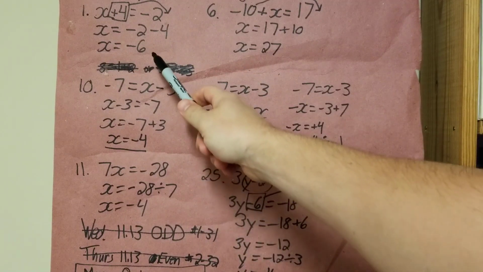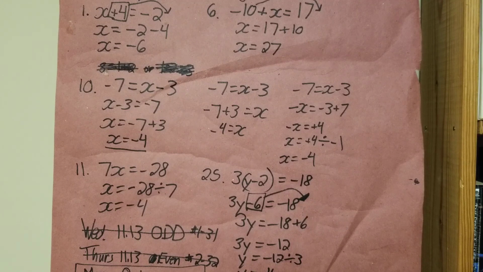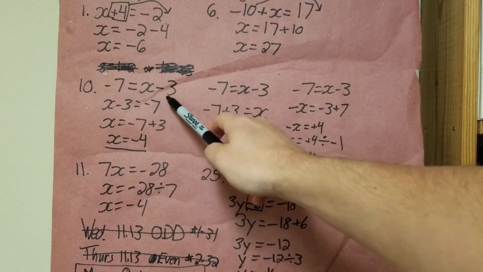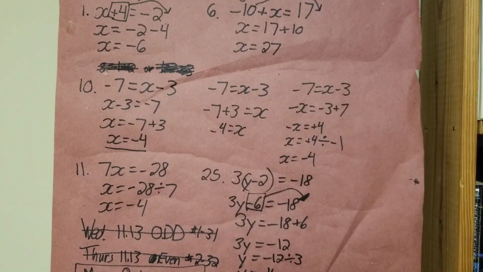And again, for both number 1 and 6, I can check my answers. I'm finding that a lot of you are not checking your answers, especially for the quiz. Do that. All right, number 10, negative 7 equals x minus 3. And I showed you 2 possible ways of doing that. It's complicated, but I like just to rewrite it.